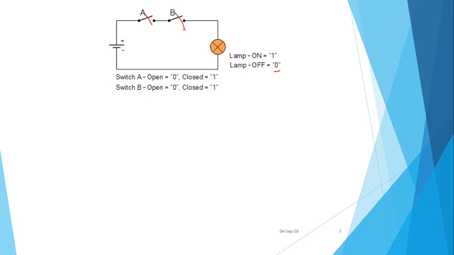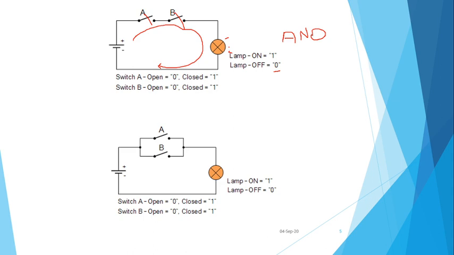Your lamp will glow only in the case when both the switches are closed. In that case only your current will flow in this direction, right? And this LED will actually glow, right? So this becomes the AND gate. We have seen this AND gate, right? AND gate.